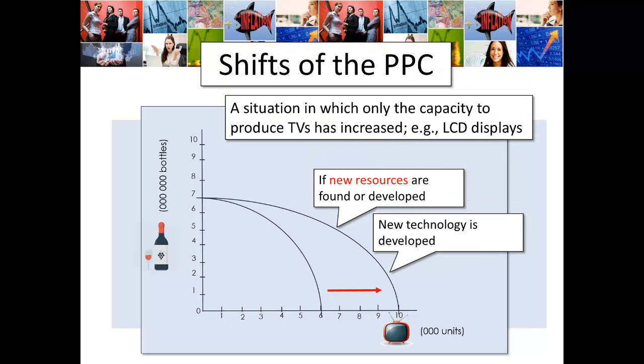Sometimes new resources, new technology will be developed that is particularly suited to just one of these goods, and that will shift out the PPC in the direction of that particular good. So this is an example where only the capacity to produce TVs has increased, so perhaps some new technology, e.g. LCD displays, has been developed, enabling the production of TVs to be expanded, but that technology has nothing to do with the development of wine, so wine stays fixed.